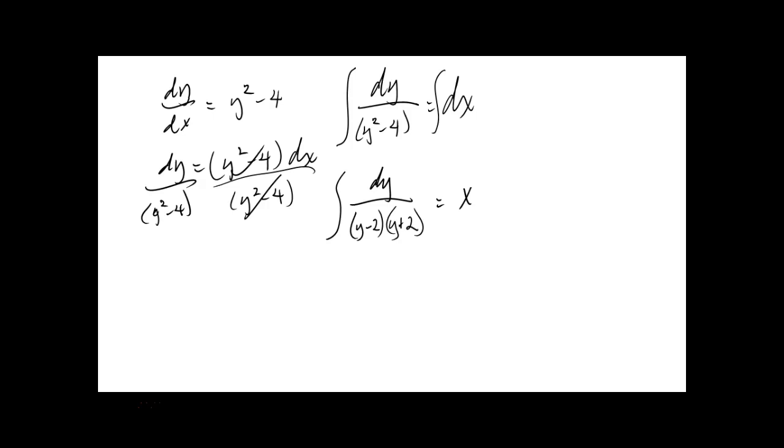Okay, now, how do we do this? Well, we have this fractional form, 1 over y minus 2 times y plus 2, and we want to write this as A over y minus 2 plus B over y plus 2. Okay, now, at this point, there's a little trick.